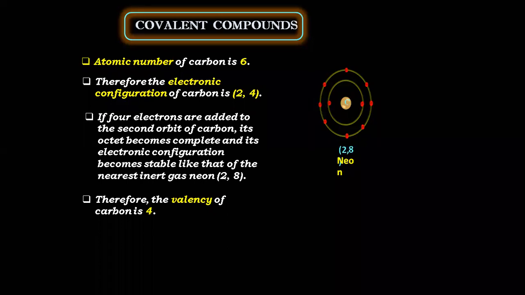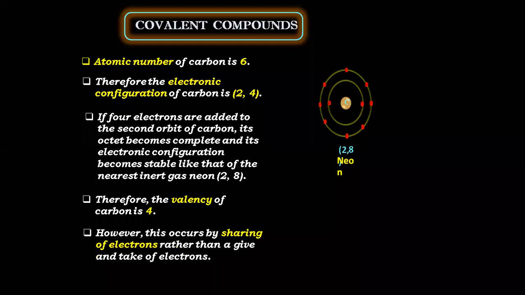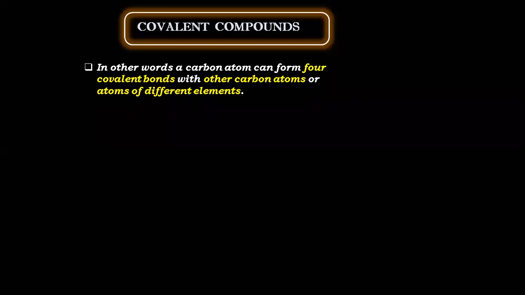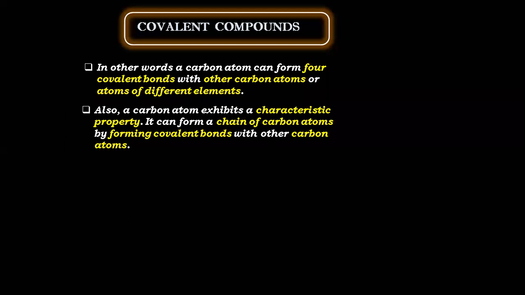It is trying to achieve the noble gas configuration of neon. That is why it becomes 2, 8. And this occurs by sharing of electrons rather than donating and accepting. And as a carbon atom can form 4 covalent bonds, it can form them with other carbon atoms as well and with itself also. So the carbon atom exhibits a characteristic property. It can form a chain of carbon compounds by forming covalent bonds with each other.